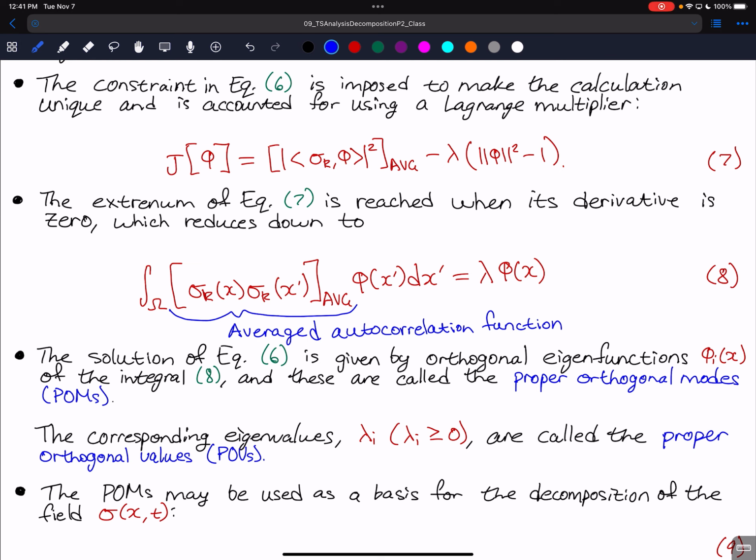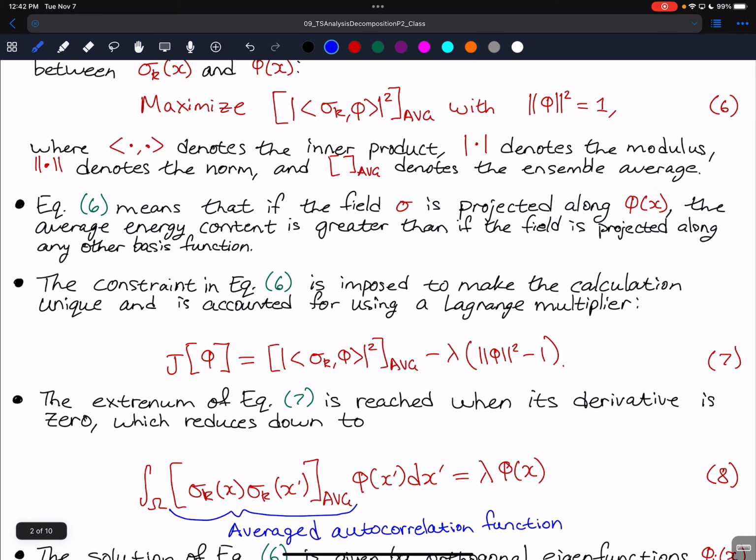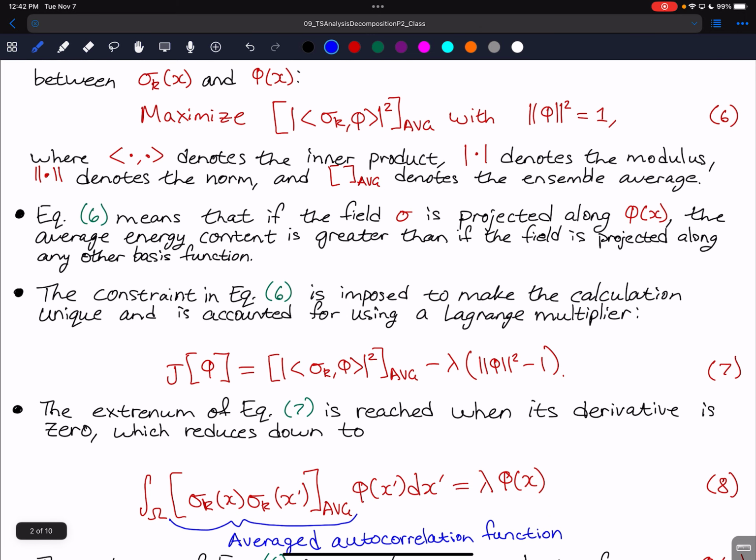Which is something that you can look up relatively easily. Sorry, what? Equation 7, what is J? J is just the functional. That's all. So J is the representation of this optimization problem that we had up here with that constraint built into it. So it's just expressing the same thing, but now adding in that constraint.